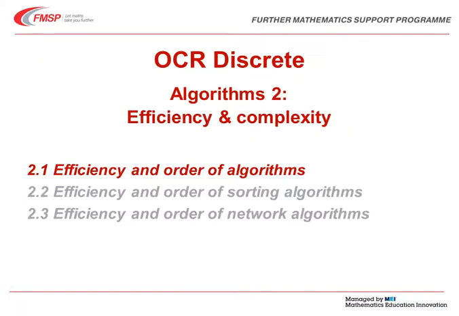Hello, this is the first video in the Algorithm 2 series on efficiency and complexity for OCR Discrete further mathematics, and it introduces the ideas of efficiency and order of algorithms. This sort of measurement is very useful when an algorithm is to be run on a computer, as greater complexity may indicate a longer runtime or large amount of data storage space required.